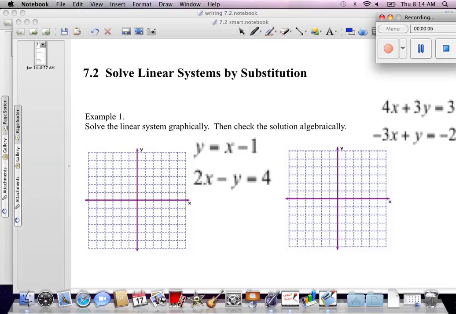So I know this is blurry, but this is y equals x minus 1. Is that in slope-intercept form? Yes. Okay, let's look at the next one.